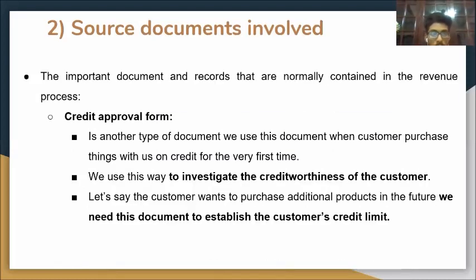Next, it will be the credit approval form. It is another type of document we use when a customer is purchasing from us on credit for the very first time. We use this to investigate the creditworthiness of the customer. Let's say the customer wants to purchase additional products in the future. We need this document to establish the customer's credit limit.